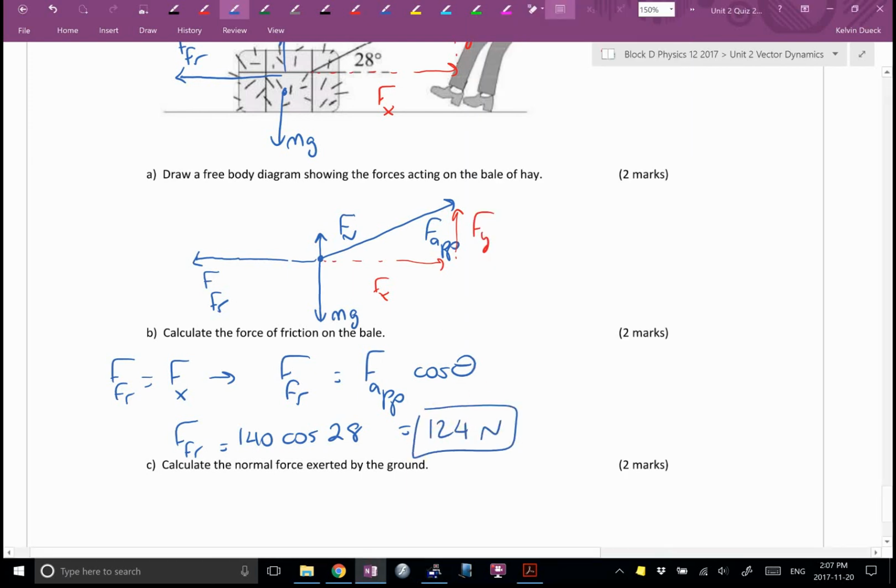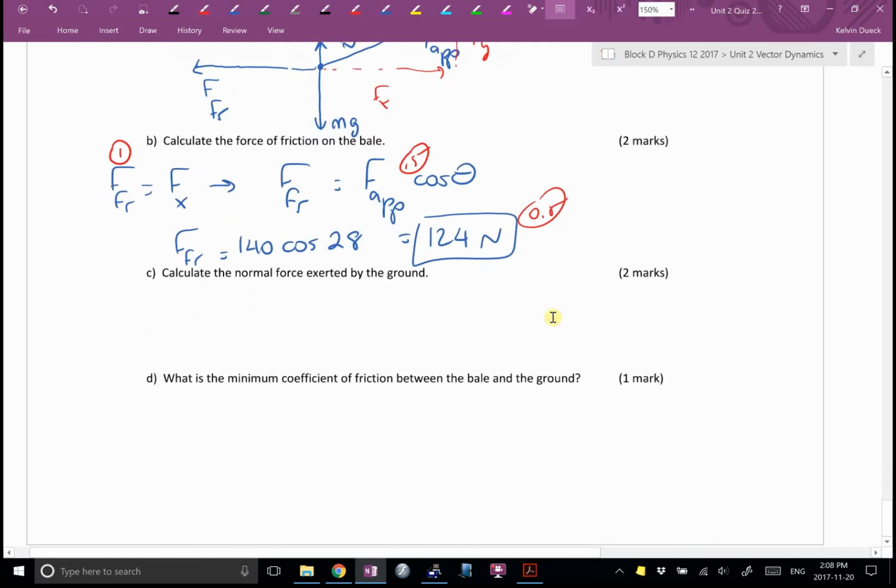That would get you 2 out of 2. So I would give you 1 mark for that. If you had that revelation, realizing that friction was equal to Fx, I would give you a half mark if somewhere I saw the cosine, and then a half mark for the answer.